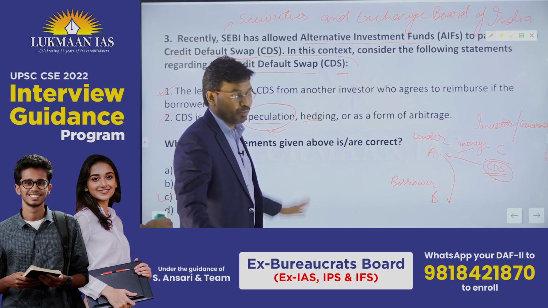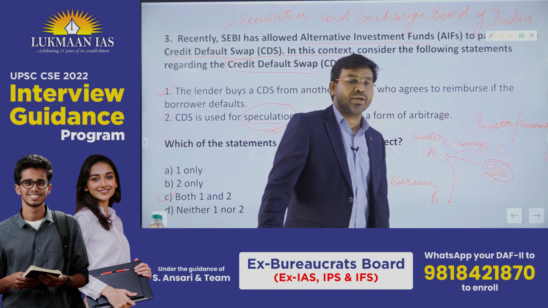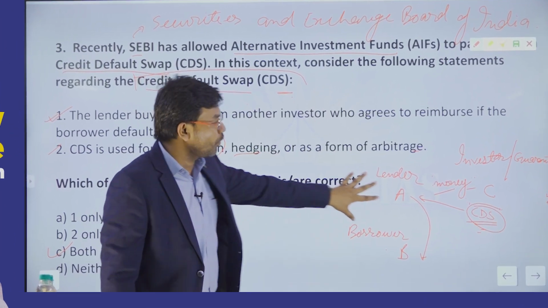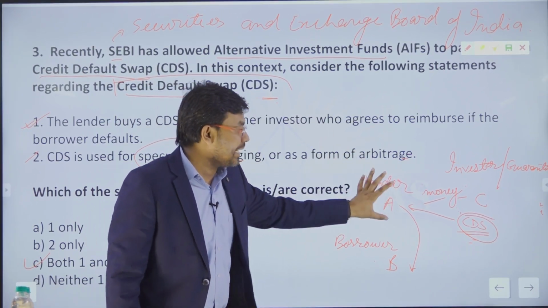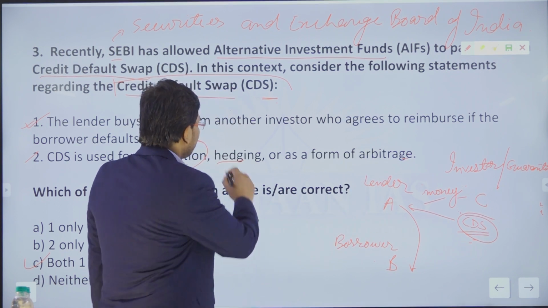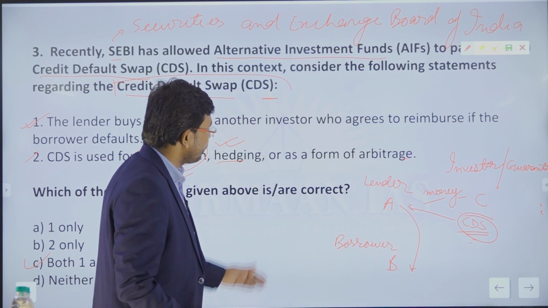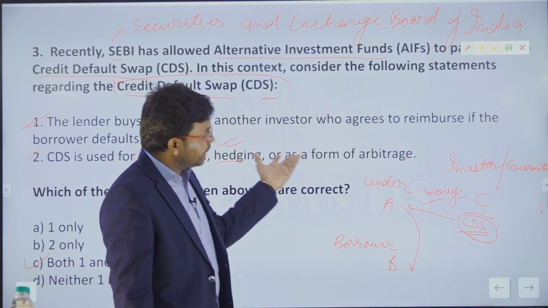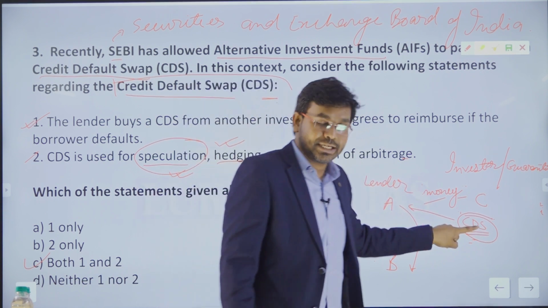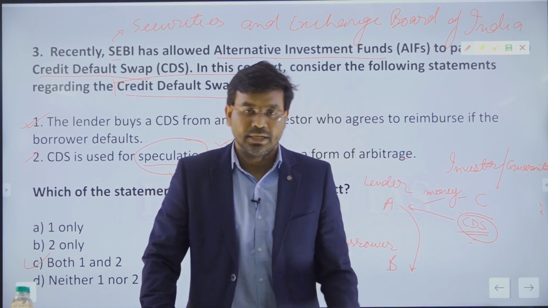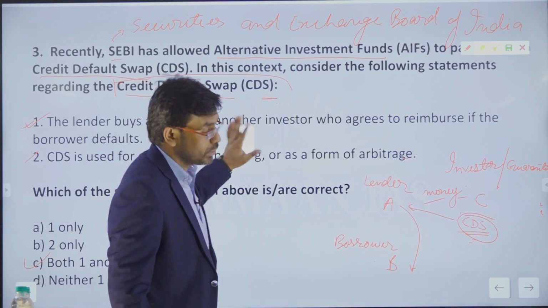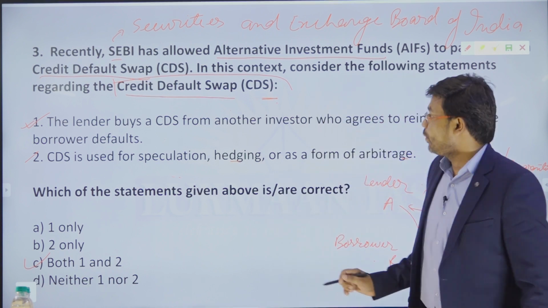The second thing is hedging. What do we mean by hedging? Hedging means making a boundary, saving or protecting yourself. What the lender is doing here is saving himself from the credit default risk, so it is used for hedging also. And as a form of arbitrage: the risk is taken care of here, but CDS certificates can be traded across markets, from one market to another. So both these statements are correct. With this, we will move to the next question.